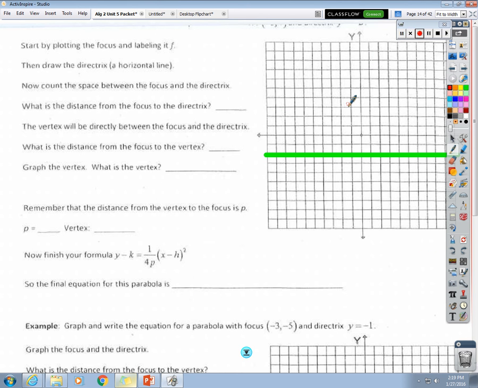Okay, at the top of the next page, it got cut off. All it told you in that top line, though, was the information about the focus and the directrix. So I am about to give you that information.